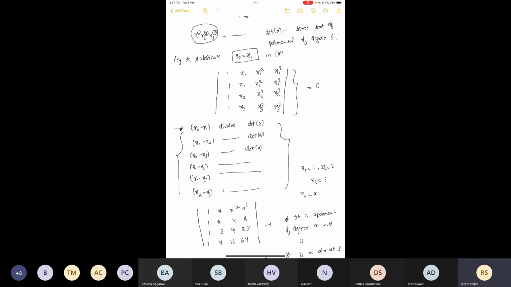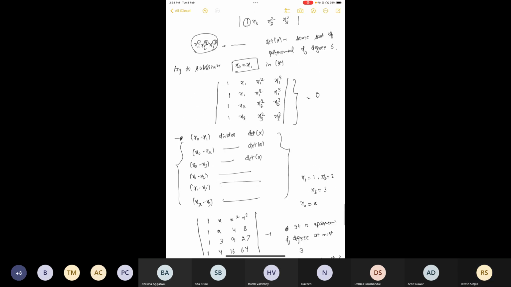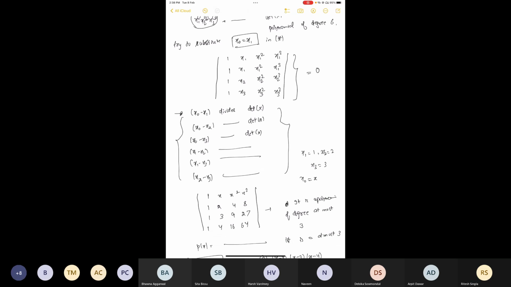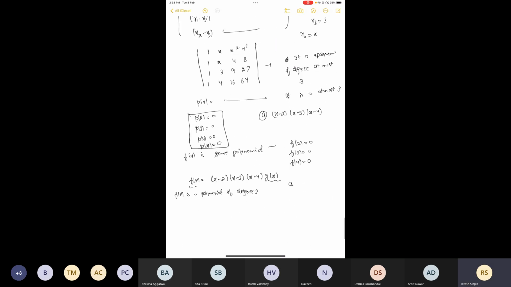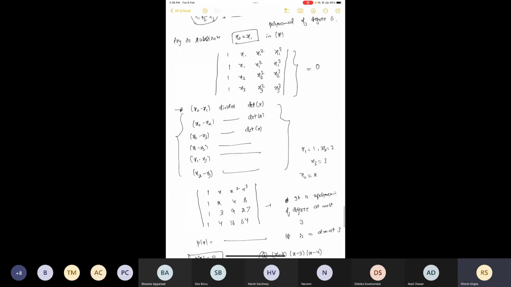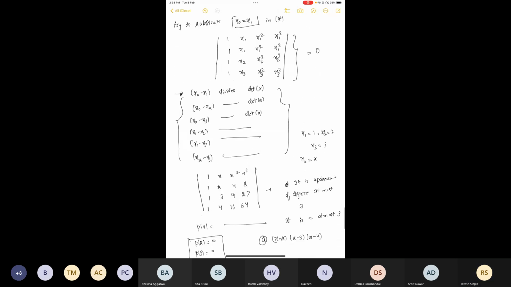Okay, probably I'm making some mistake here. We need a polynomial of degree 5 then, right? Just give me some time, I will get back to you. Probably I'm confusing all of you. Just a second.